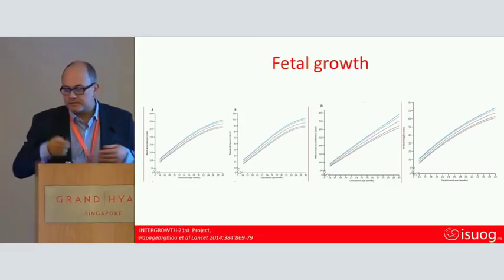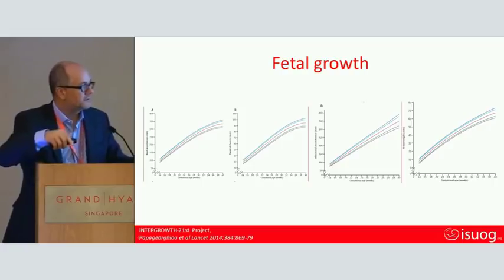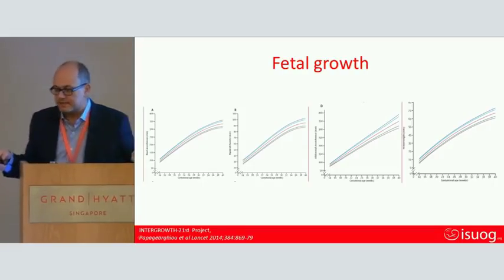So, there are many charts available that you can assess fetal growth on. You plot your measurements and you see how the baby's growing. This is head circumference here, biparietal diameter, AC, and femur length. This is just one of the charts that we were presenting yesterday.